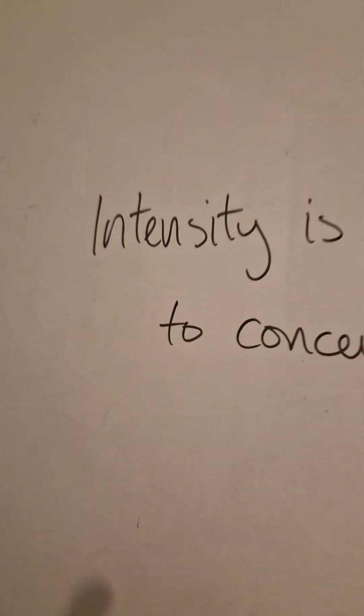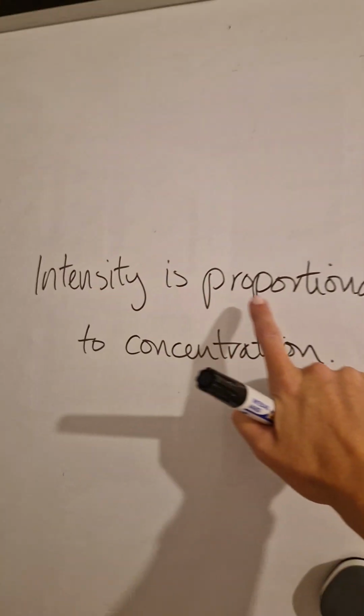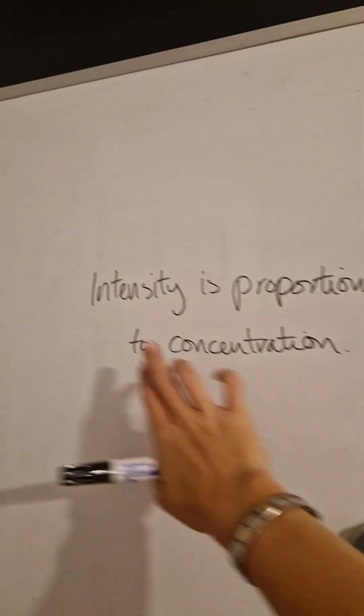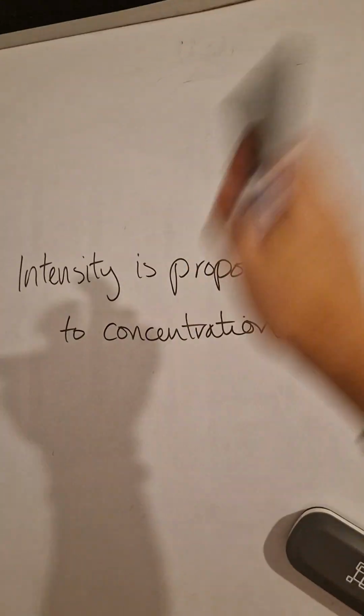The other cool thing about it is that the intensity of the light emitted is proportional to the concentration, which means the higher the intensity, the higher the concentration. So as well as using it to identify what you've got, you can also use it to identify how much you've got.